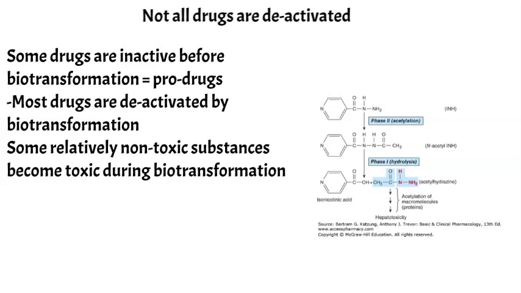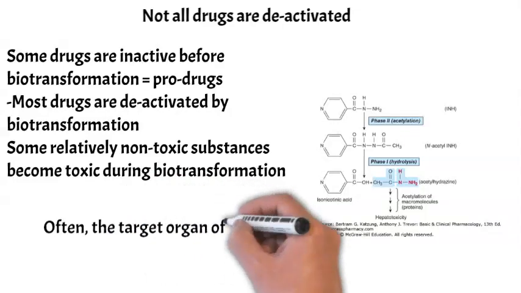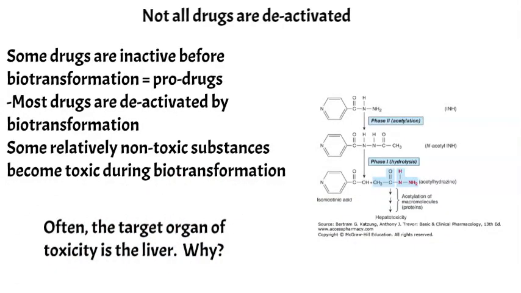Again, not all drugs undergo biotransformation. Some drugs are actually activated by biotransformation, and some drugs undergo toxification in the process. When toxification occurs, the liver is often the target of toxicity. Why do you think so? Well, it's because it's the liver that's forming the toxin, so the liver is exposed to a high concentration. Most commonly, again, drugs are deactivated by biotransformation.